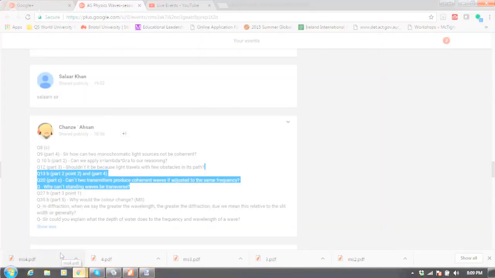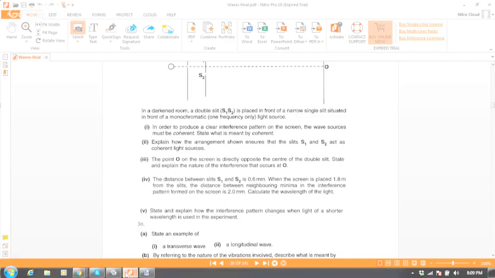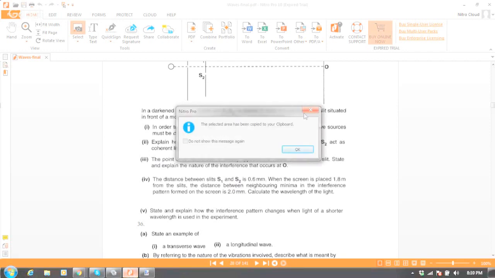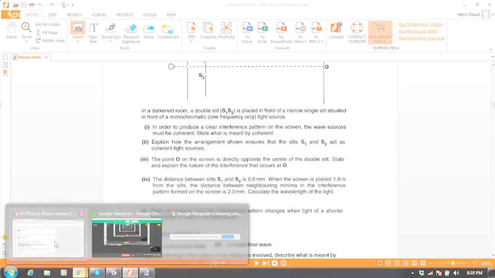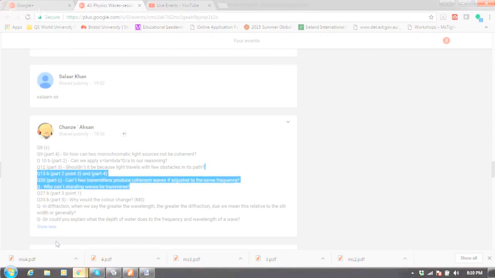Then we have question number 35, part B, part 5. Question in diffraction: when we say the greater the wavelength, the greater the diffraction, do we mean this relative to the slit? No, we are keeping the slit constant. You have one slit width, and on it you send a wavelength of 500 nanometer and on the same slit width you send a wavelength of 700 nanometer. In case of 700 nanometer, there will be more diffraction. So keeping the slit width constant, if you increase the wavelength, there will be more diffraction.